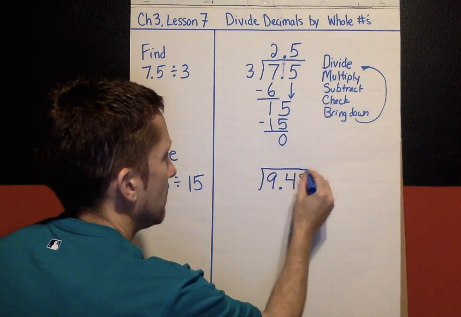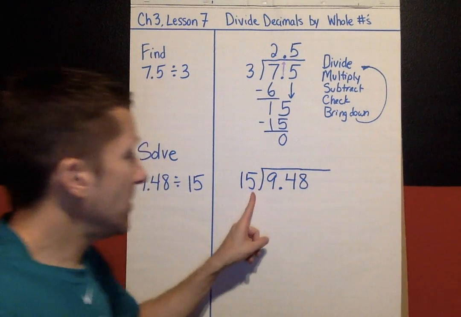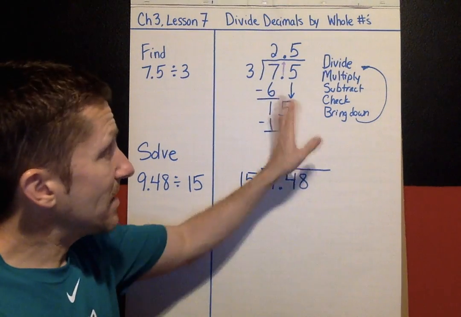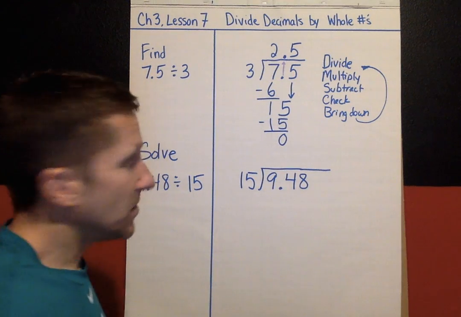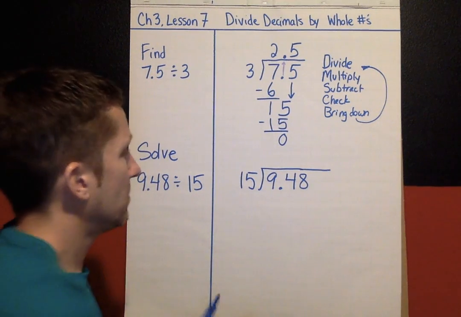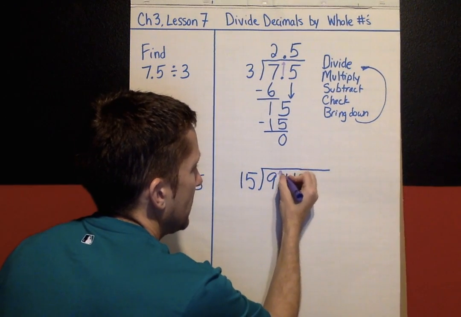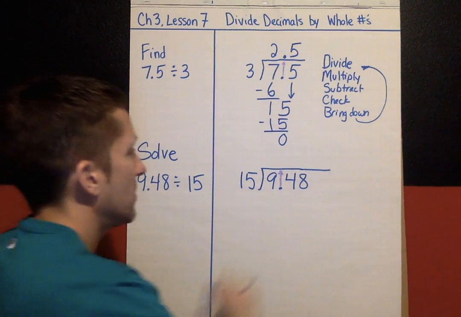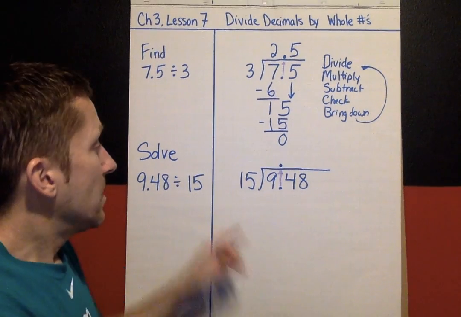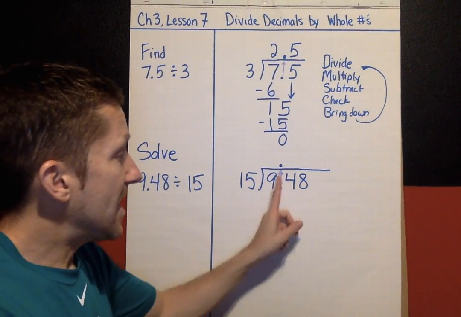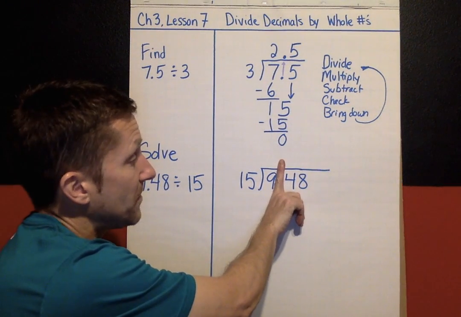9.48 divided by 15. So even though this is a 2-digit number, the process does not change at all. My decimal point goes straight up in my answer. From the dividend, straight up into the answer, and my decimal point is going to go right there. Now I'm going to divide pretending it's not even there. I'm pretending that it's 948 divided by 15.